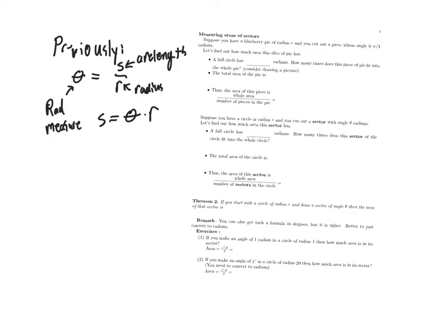Well, what else can we do? So let's draw a picture of another situation. So let's now actually begin reading. So suppose I give you a blueberry pie of some radius r. I don't tell you what that radius is. It's a given. And you cut out a slice of that pie corresponding to an angle of pi over 4 radians. So let's draw a picture of that.